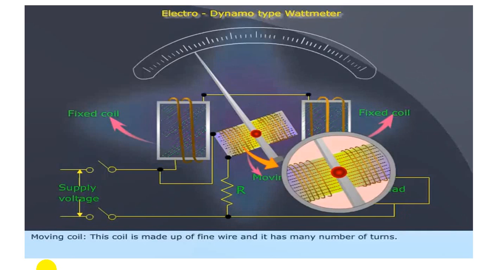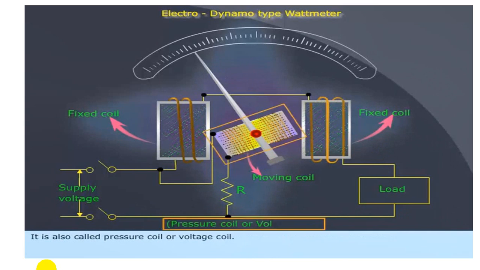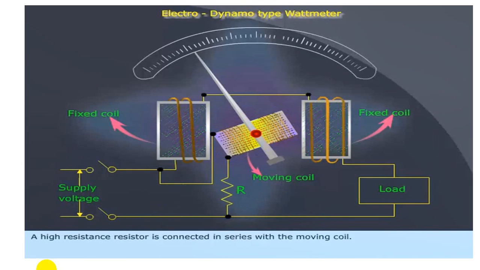The moving coil has fine wire, that is, less thickness, and it has many turns. It is connected across the supply with a series resistance. This is also known as the pressure coil or voltage coil; both names are apt. The high resistance is connected to obtain a current proportional to the voltage, and it also limits the current in the moving coil. That's why we are using this resistance.